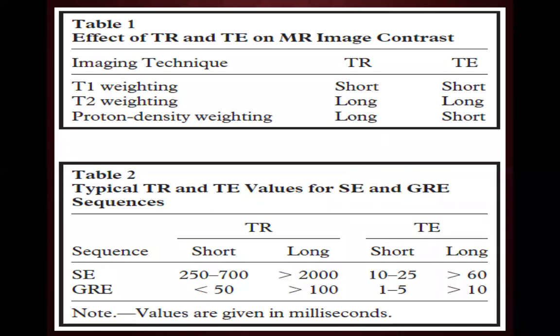Again, as I said, remember just the upper part of this. In T1 weighted images, TR is short, TE is short. Basically, in T1 it is in hundreds, in T2 it will be in thousands.